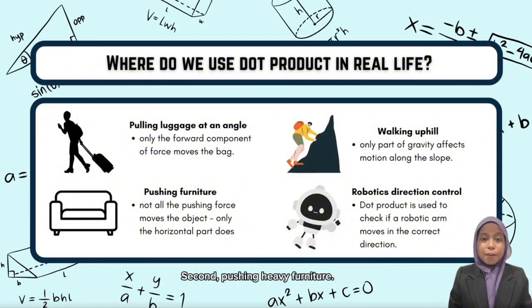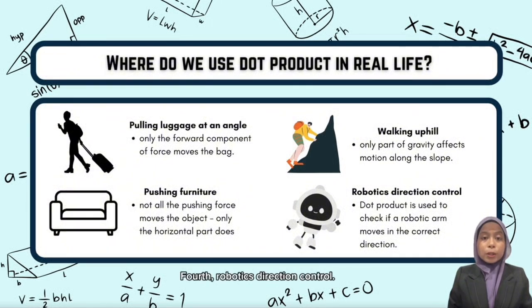Second, pushing heavy furniture. We often push at an angle, but only the horizontal component of the force moves the furniture forward. Third, walking uphill. Gravity pulls straight down, but only a portion of that force, the one along the slope, makes it harder to climb. We use the dot product to calculate that part.